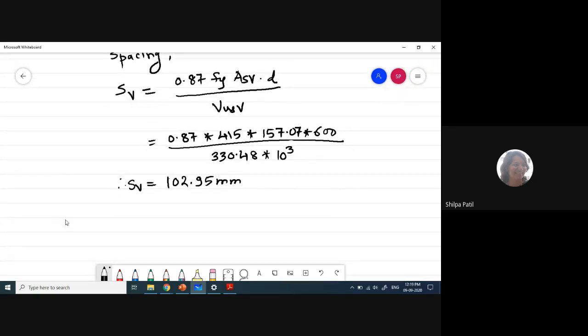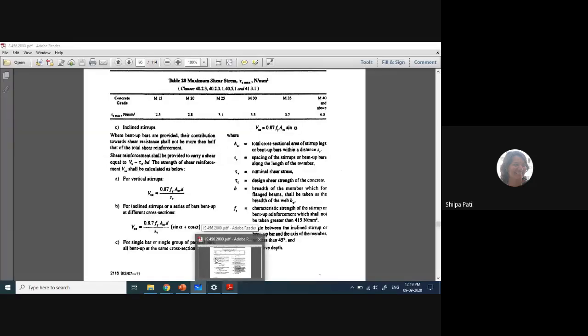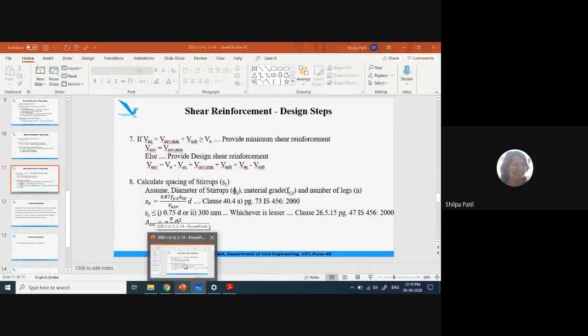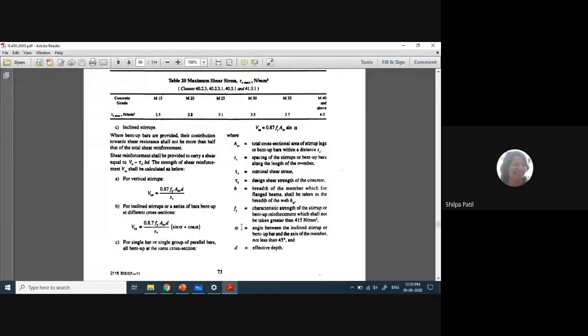Now there is a limitation for this spacing as per the code. What are those limitations? So the clause number 26.5.1.5, page number 47, we have to refer. The criteria for spacing between stirrups is lesser of 0.75 d or 300 mm. Okay, so I will go to the clause again, page number 47.